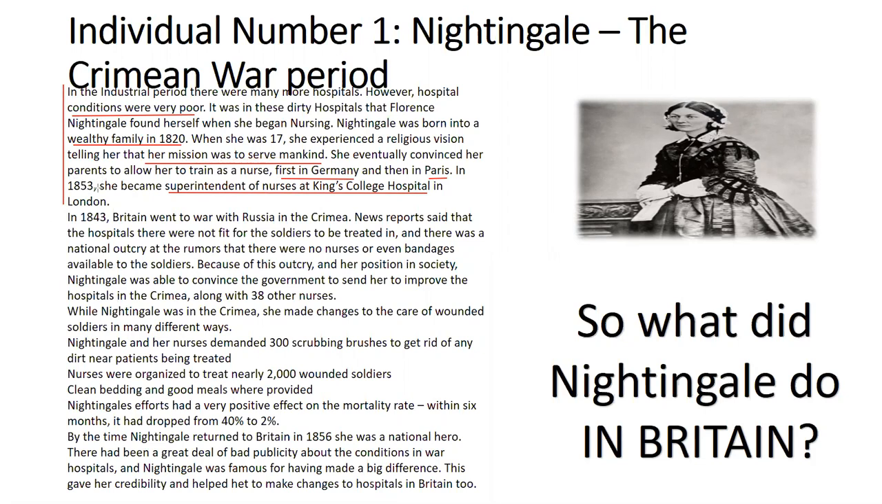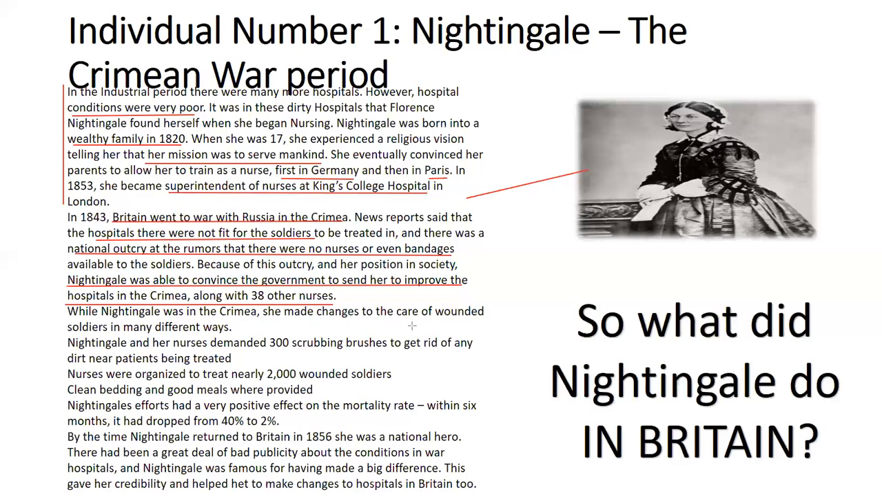But before becoming a nurse at King's College Hospital superintendent, in 1843, Britain went to war with Russia in the Crimea. News reports said that hospitals were not fit for the soldiers, and there was a national outcry that there were no nurses or even bandages. Enter Florence Nightingale. Because of the outcry, Nightingale was able to convince the government to send her to improve the hospitals along with 38 other nurses. She had a real positive reputation. The government sent her, which would have cost quite a lot of money.